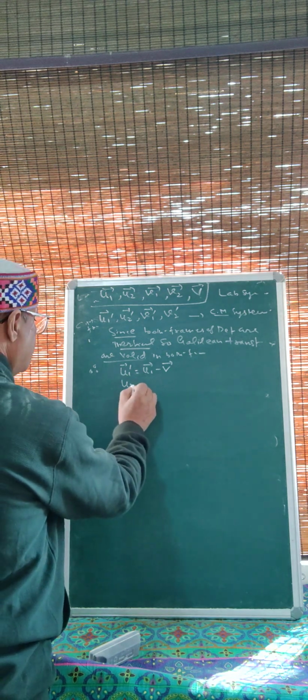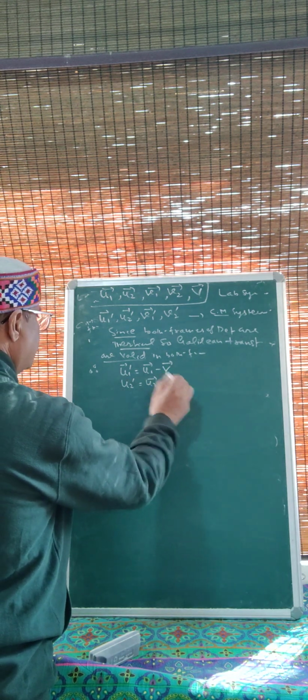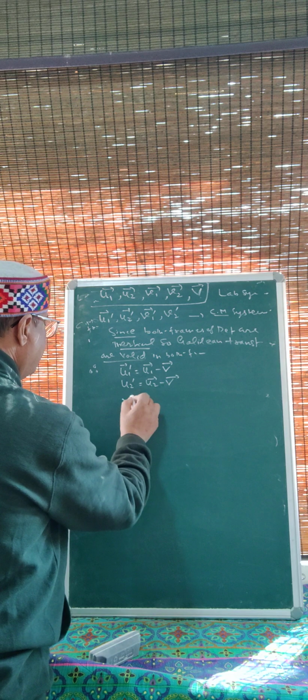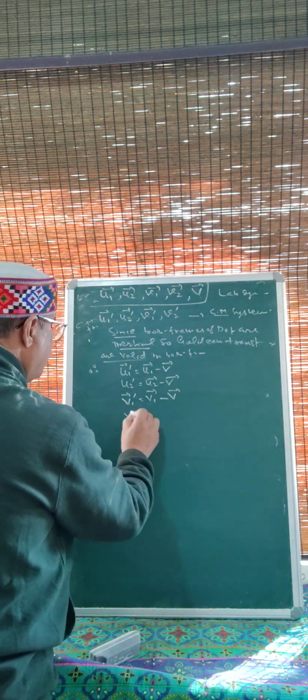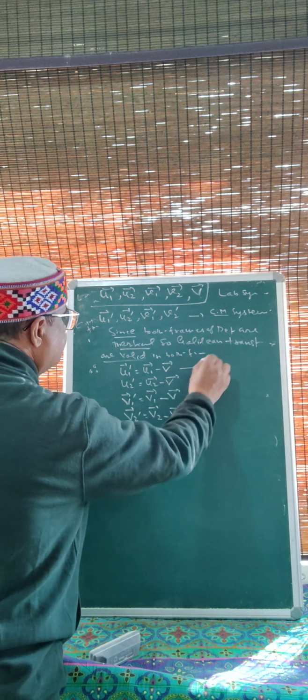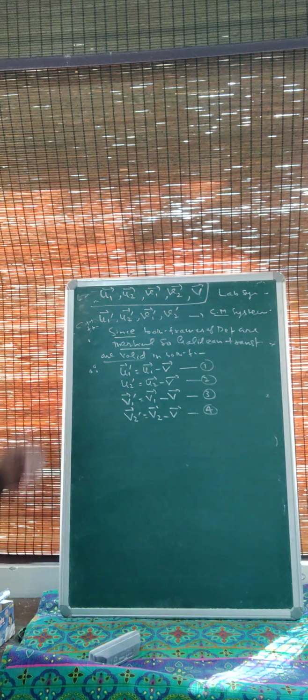Similarly, now write the others here as well. So u2 dash is equal to u2 minus v. The third, v1 dash, is equal to v1 minus v, and v2 dash must be equal to v2 minus v. Let us write this is the first equation, this is second, this is third, and this is fourth. So we have written the Galilean transformations from one frame of reference to another. If they are inertial, then these relations must hold good. This is what we have.